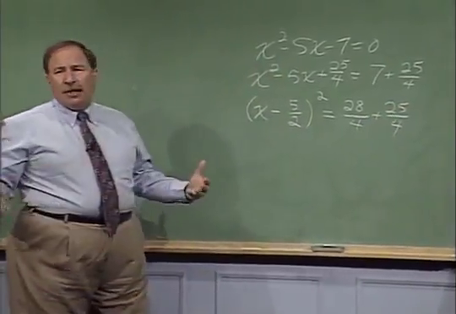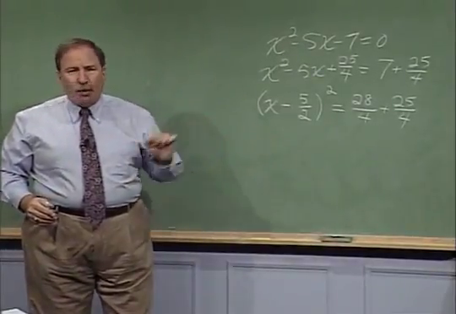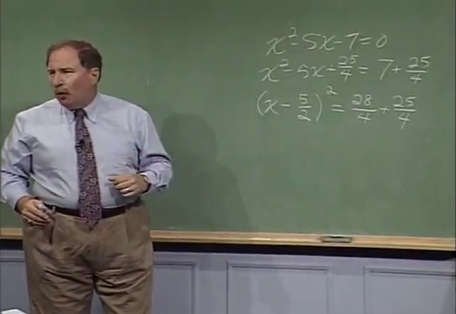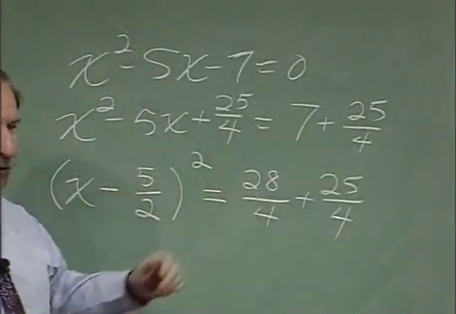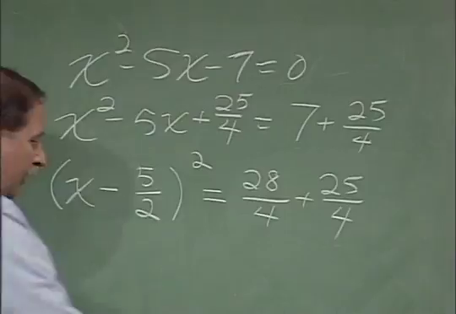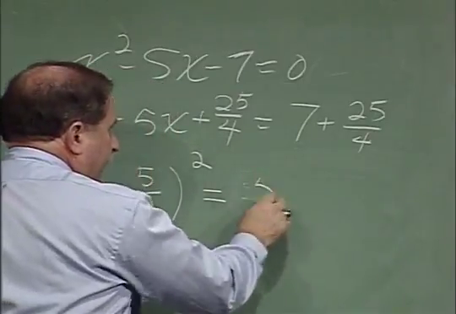And again, these problems get pretty messy, but you'll see the same messy problems when we get to that quadratic formula will seem almost simple, and they will be simple. And now I add 28 fourths and 25 fourths, and I get 53 fourths. Let me erase this and put in 53 fourths.